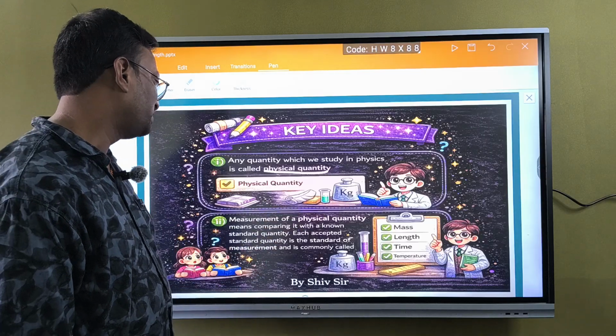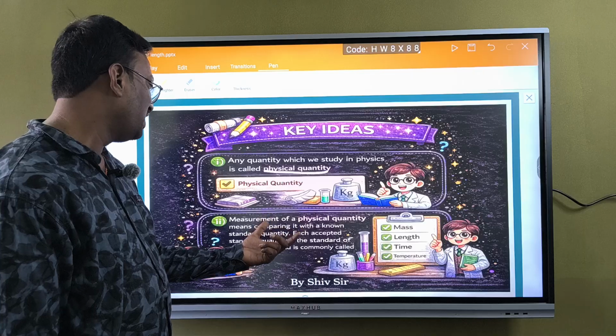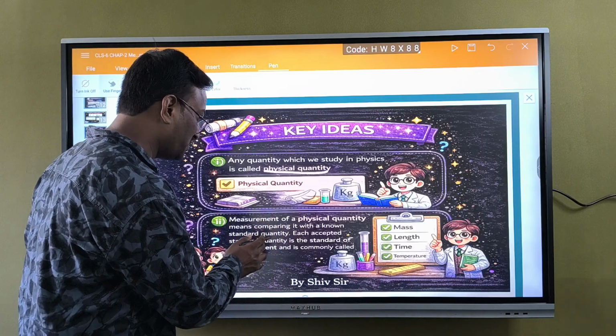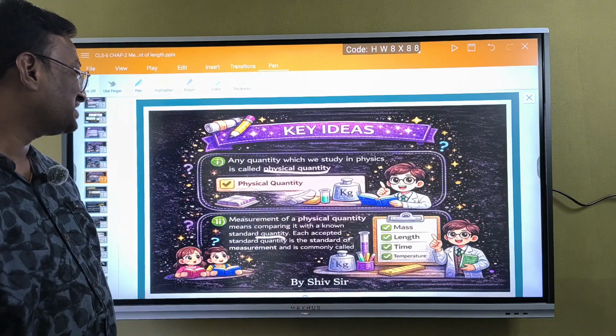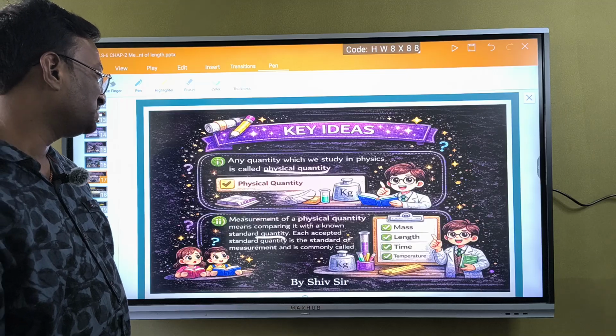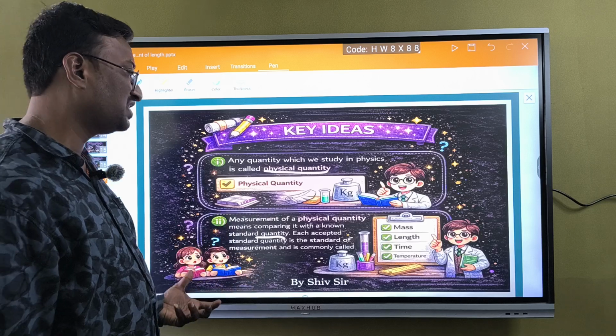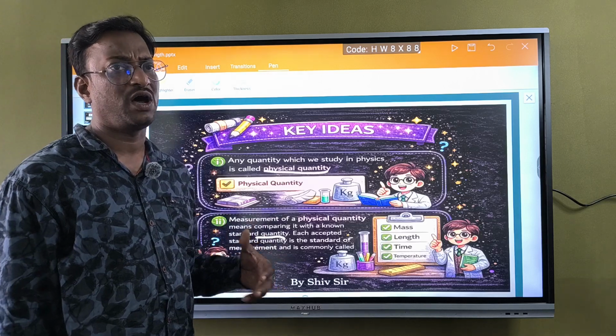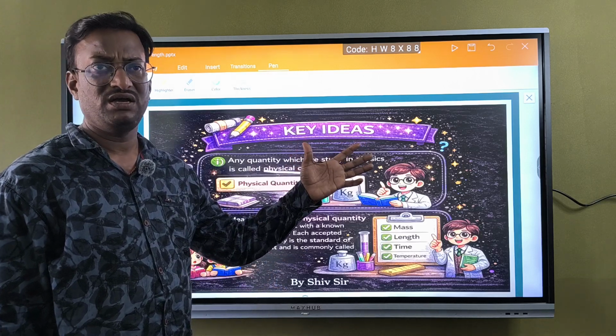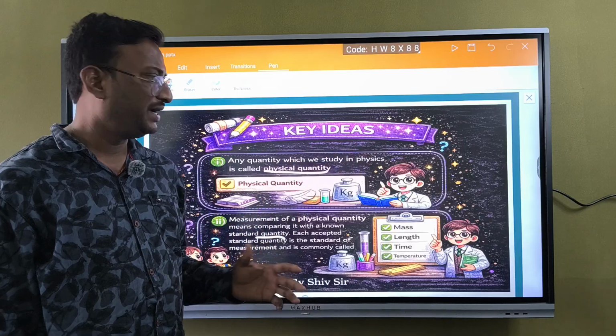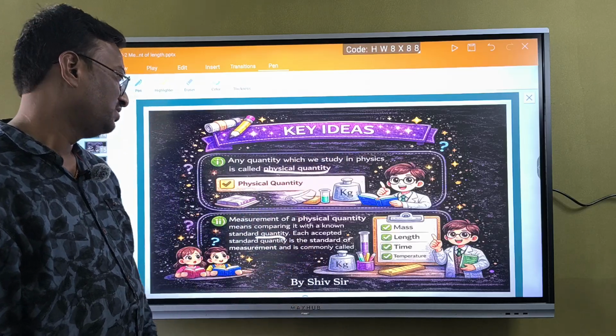Measuring of a physical quantity means comparing it with a known standard unit. We already discussed that. Each accepted standard unit is the standard of measurement. The kg is accepted all over the world in order to measure mass, so it is a standard unit.